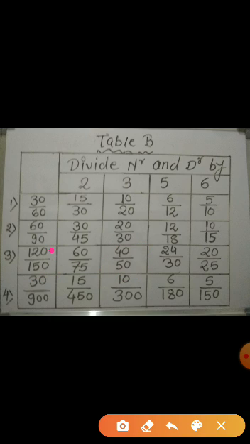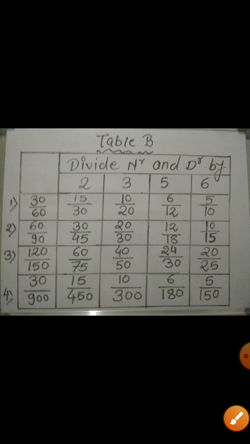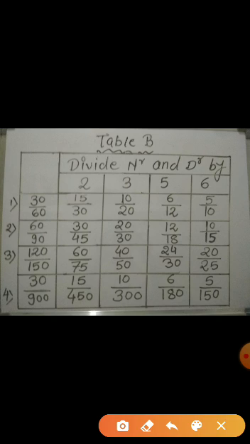And the last fraction is 30 upon 900, right? So after dividing by 3 to the numerator and the denominator, what we will get? 30 divided by 3 will get 10 and 900 divided by 3 will get 300. So 10 upon 300 is the equivalent fraction. So likewise you can find out the equivalent fraction by dividing by the numbers 5 and 6 as well.